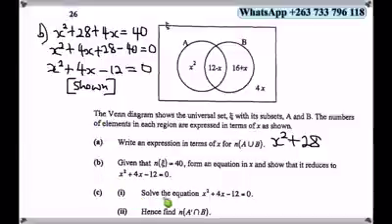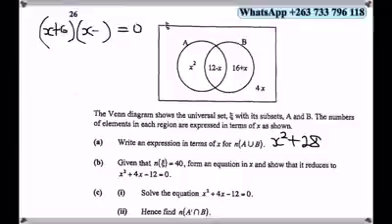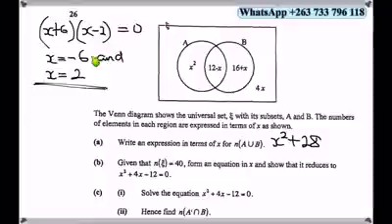Then on part C, solve the equation x squared plus 4x minus 12 is equal to 0. Let's factorize this. So minus 12, the two values that can give us the middle term here is plus 6 and minus 2. So plus 6x minus 2x will give us positive 4x is equal to 0. And then we solve the quadratic equation. x is equal to minus 6 and x is equal to 2. So these will be the values.